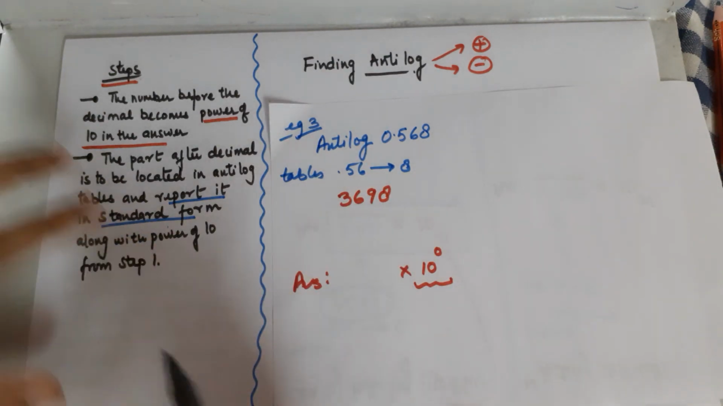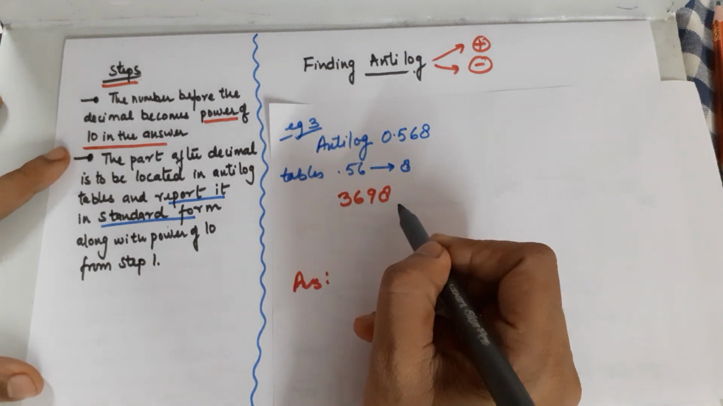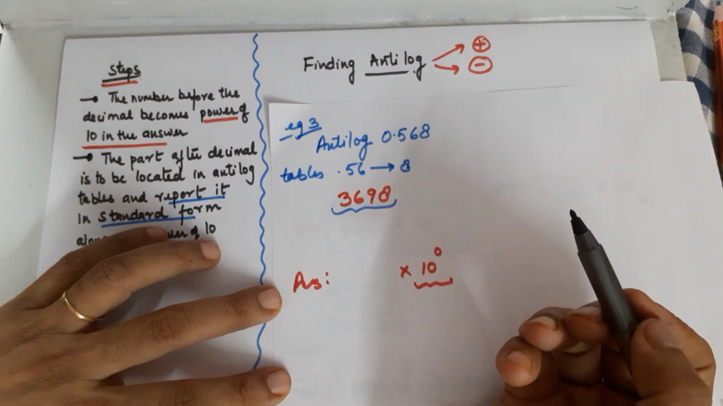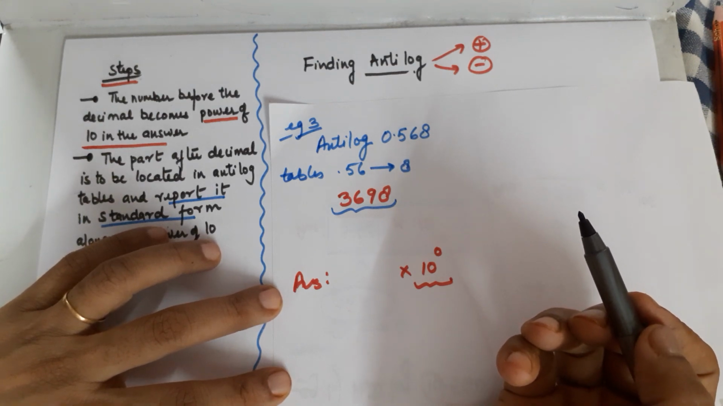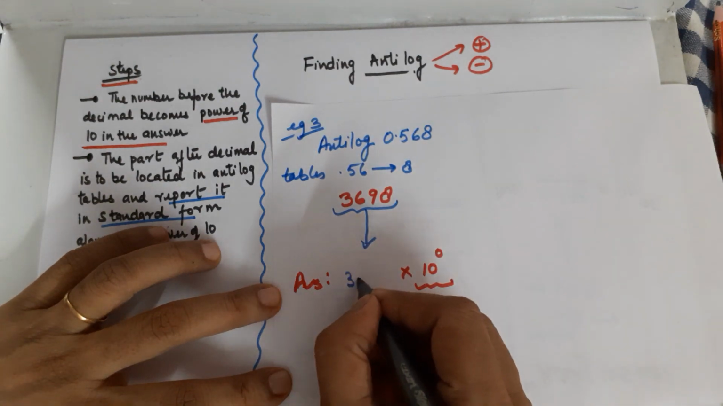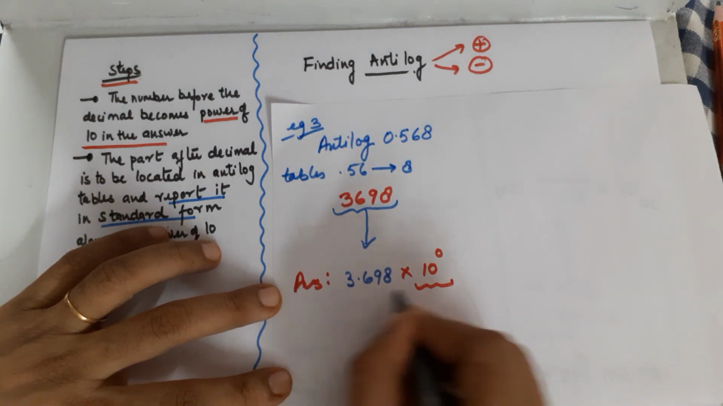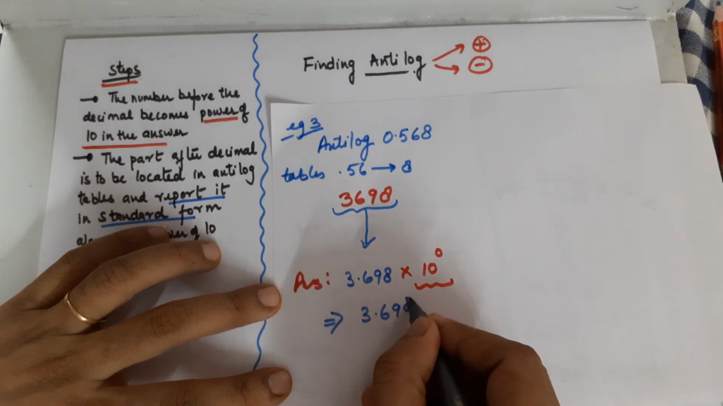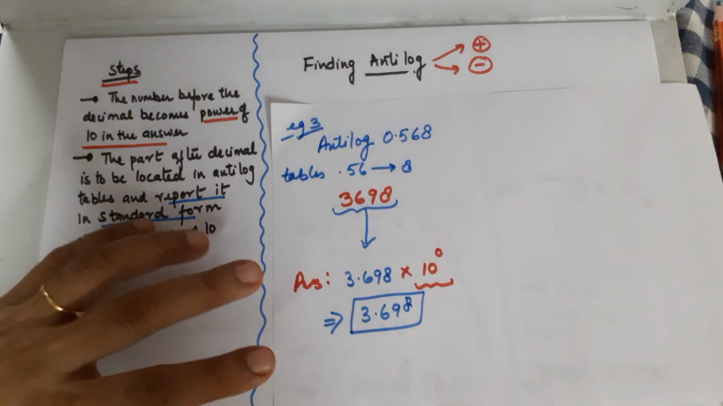And what do you have to do now? Just report it directly as a number in standard form. So when you take it up in the standard form, what do you get the answer to be? 3.698 into 10 to the power 0, which is nothing but 3.698 is your answer. Fine.